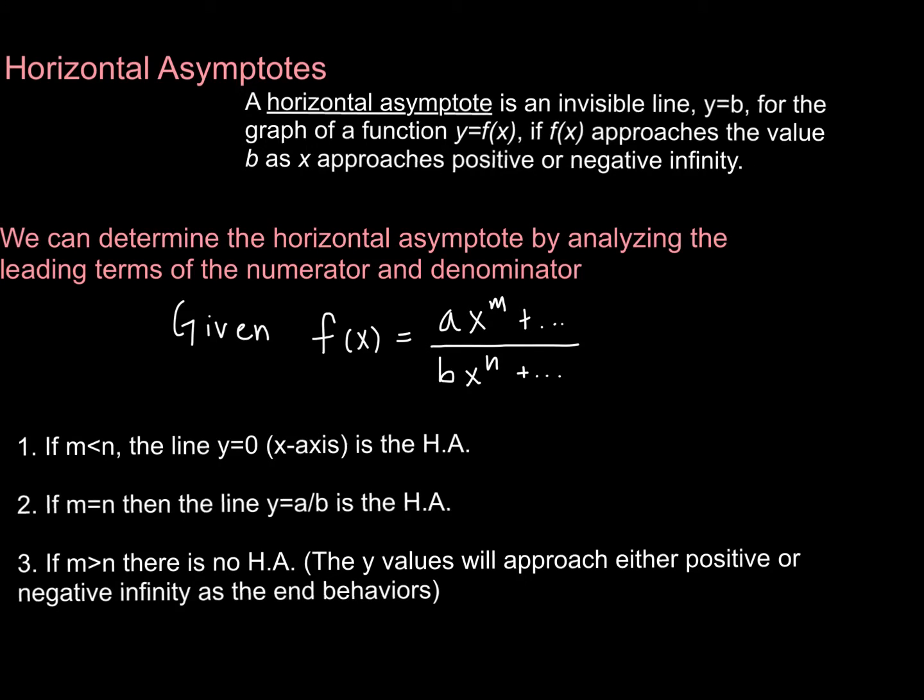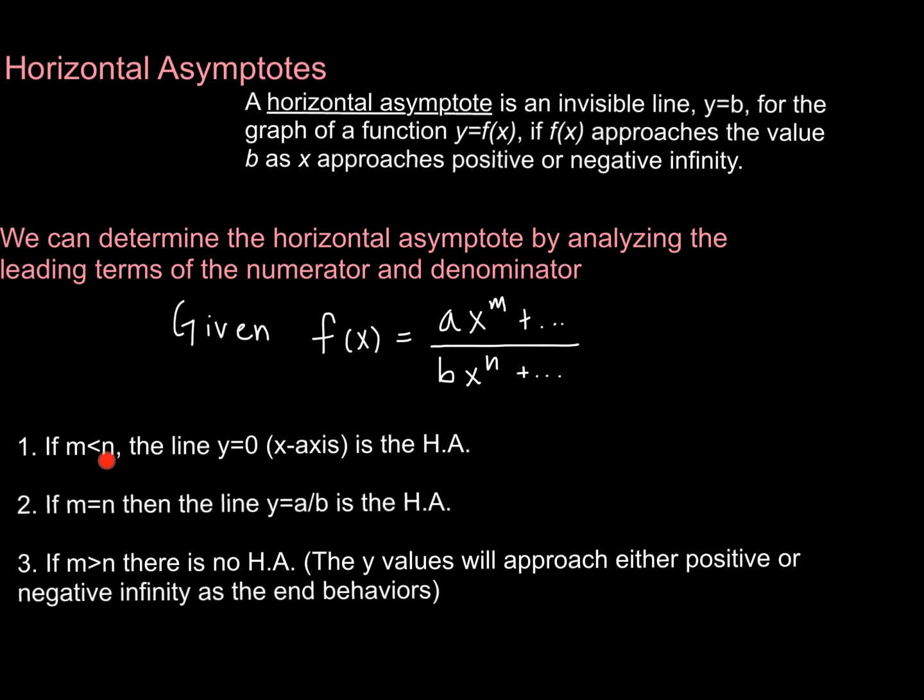All right, so here I'm adding on to my definition. This is the definition we saw previously. And here is how we can determine the horizontal asymptote. We simply need to analyze the leading terms of the numerator and denominator. So I've written them in general, right? So here's my leading term for the numerator, my leading term for the denominator. So A represents the leading coefficient, M is the degree of the numerator, B is the leading coefficient for the denominator, and N is the degree.